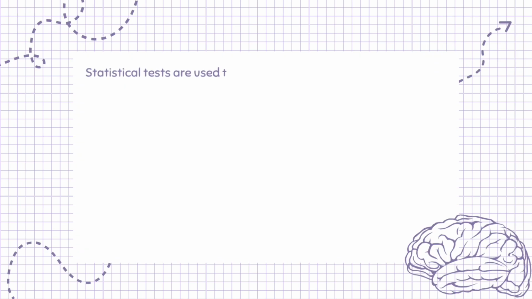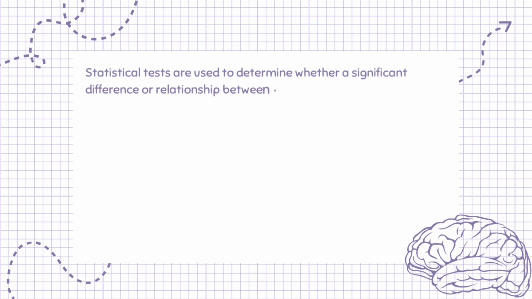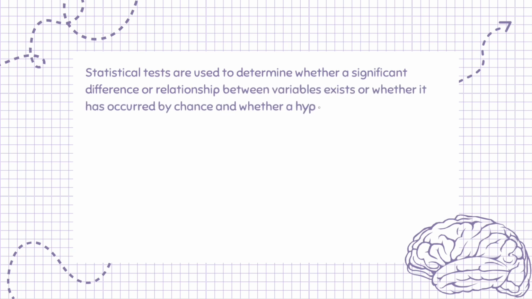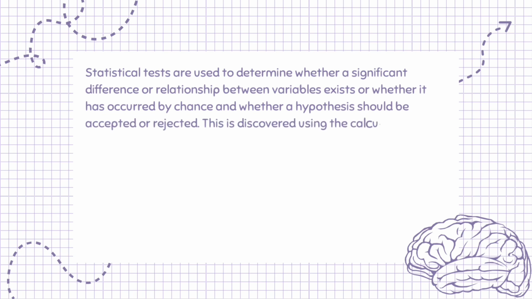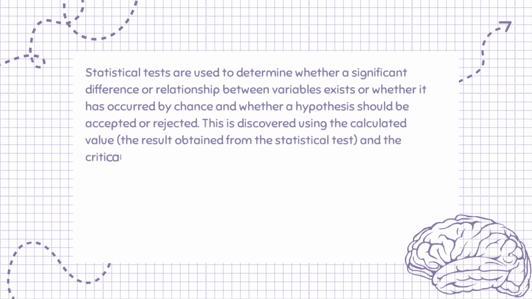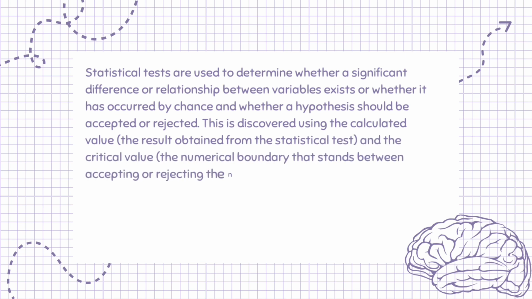Statistical tests are used to determine whether a significant difference or relationship between variables exists or whether it has occurred by chance, and whether a hypothesis should be accepted or rejected. This is discovered using the calculated value, the result obtained from the statistical test, and the critical value, the numerical boundary that stands between accepting or rejecting the null hypothesis when a hypothesis is being tested.